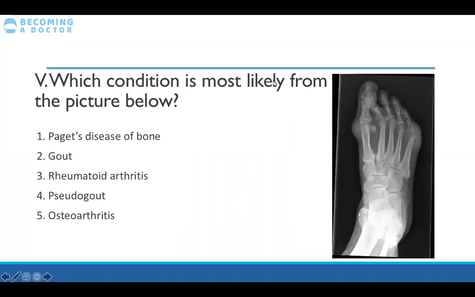Okay, and this is the last question. So you guys are almost done. Which condition is most likely from the picture below? I appreciate this is a bit of a tricky one, but have a guess and see what you think. I'll give you another few seconds to answer it.